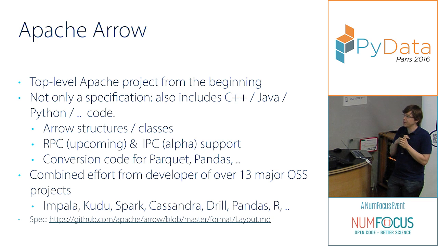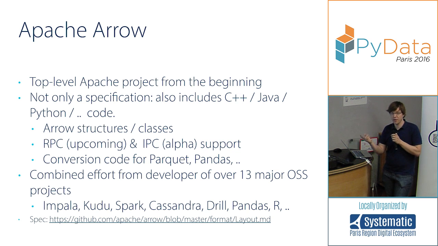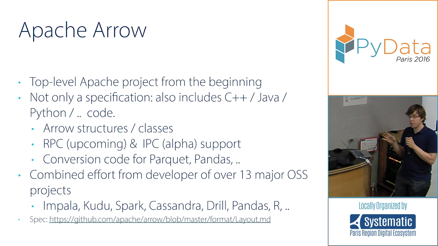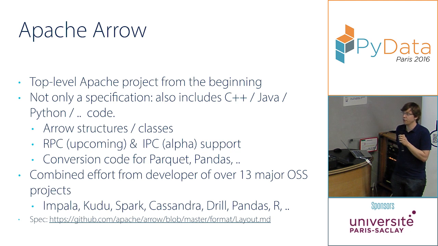There are some people now working on RPC support, so you can pass Arrow arrays remotely, and there's already an alpha implementation for interprocess communication, which uses memory-mapped files. So you can pass one array from, like, the JVM to C++ without copying it. At the moment this uses memory-mapped files. In the future, we hope to have an implementation that uses just pointers with reference counting, so you can safely pass the memory from the JVM to native code.